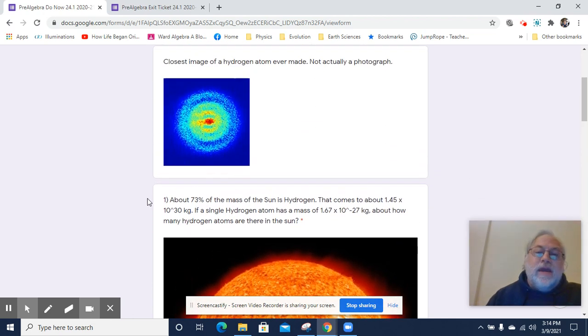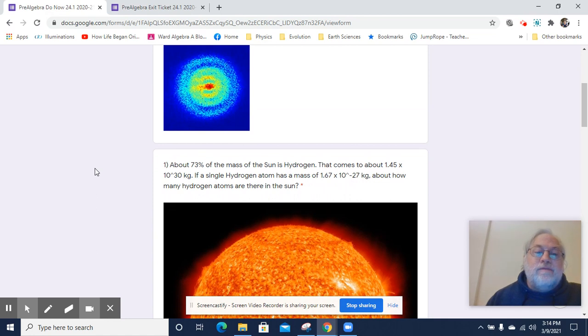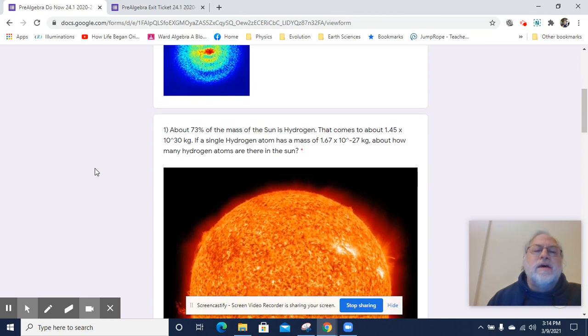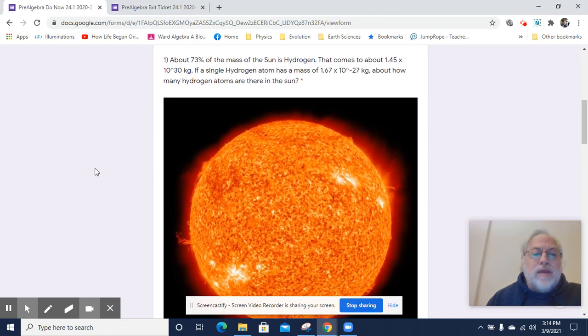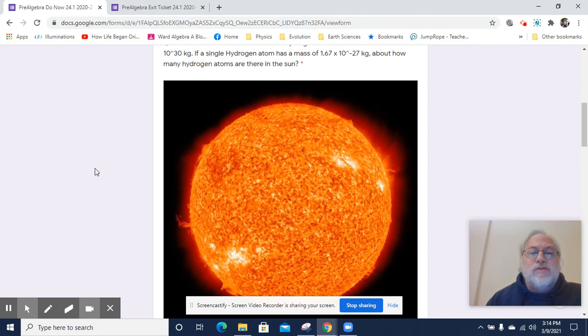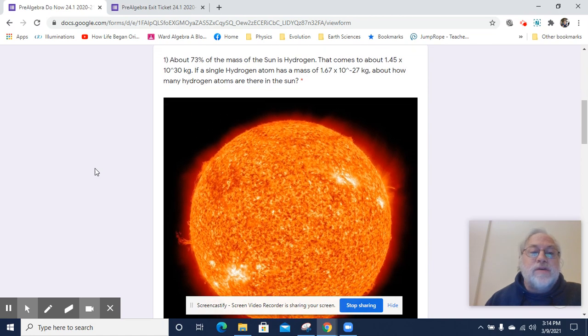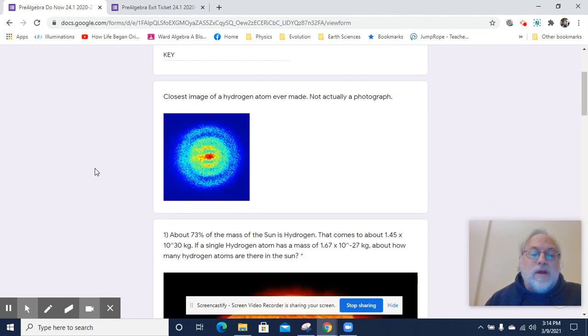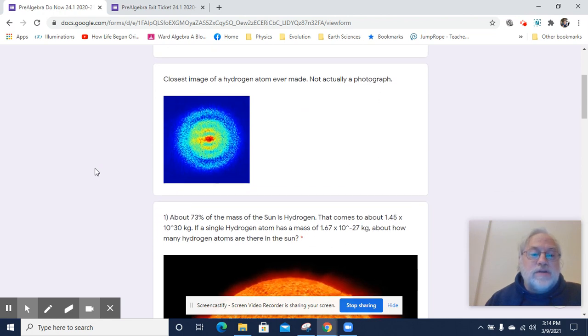And here we have an image of a hydrogen atom. It's not an actual photo. It's the result of pinging a hydrogen atom with a lot of electrons and figuring out roughly where some of the pieces of it are. I'm not even sure if it's electrons, but it's not a formal photograph because hydrogen atoms are smaller than the wavelength of visible light, but it is what an approximation of a hydrogen atom really looks like.